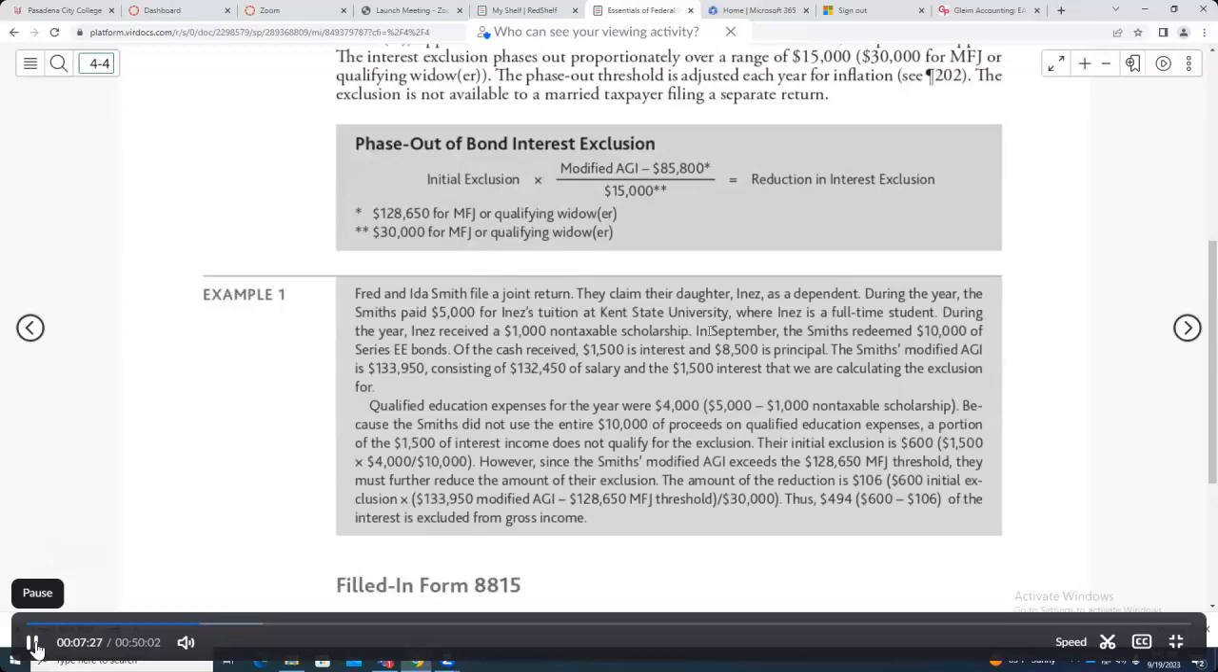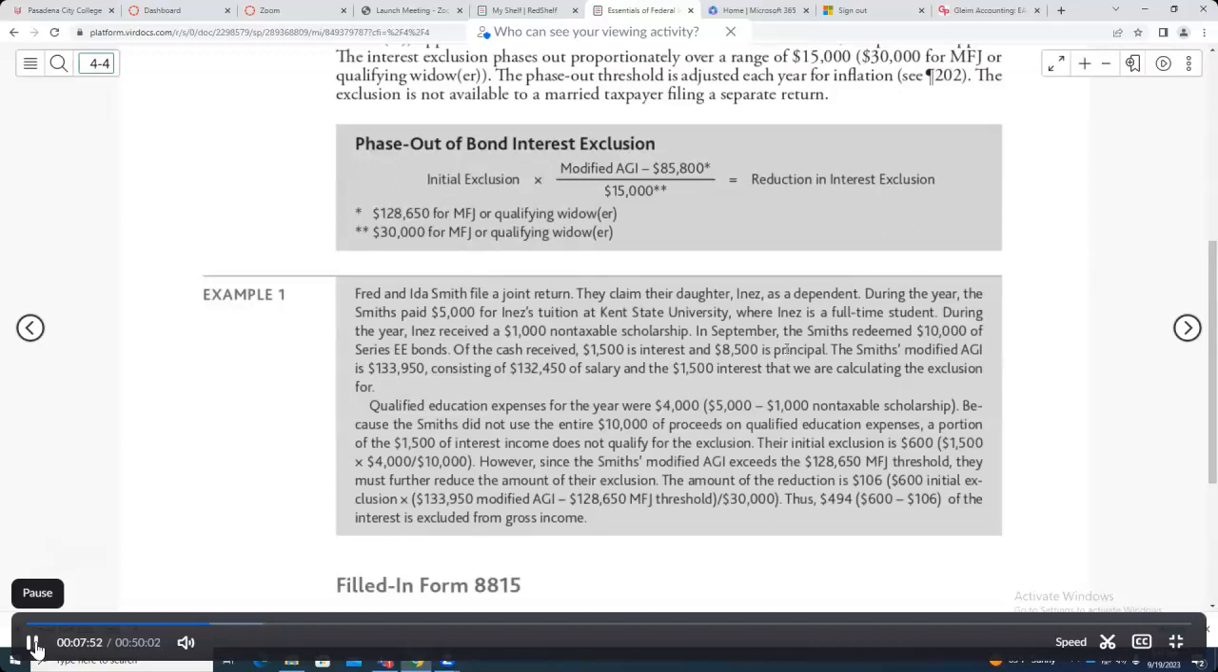Okay, so far so good. In September, the Smiths redeemed $10,000 of Series EE bonds. Of the cash received, $1,500 is interest and $8,500 is principal. So they took $10,000 out of that bond, they redeemed it, and $1,500 was interest.